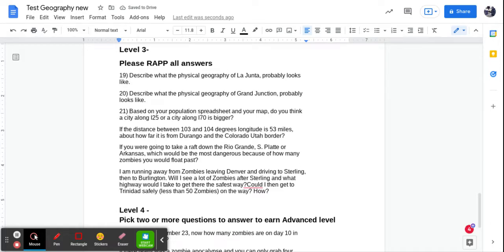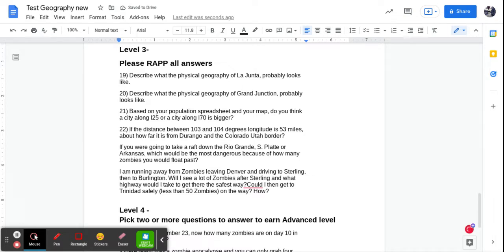Number 21. Based on your population spreadsheet, your zombie outbreak with the days that we made in Google Sheets, and your map, do you think a city along I-25 or a city along I-70 is bigger? So based on your map and your population spreadsheet, would you predict a city along I-25 is bigger or a city along I-70 is bigger? Explain why.